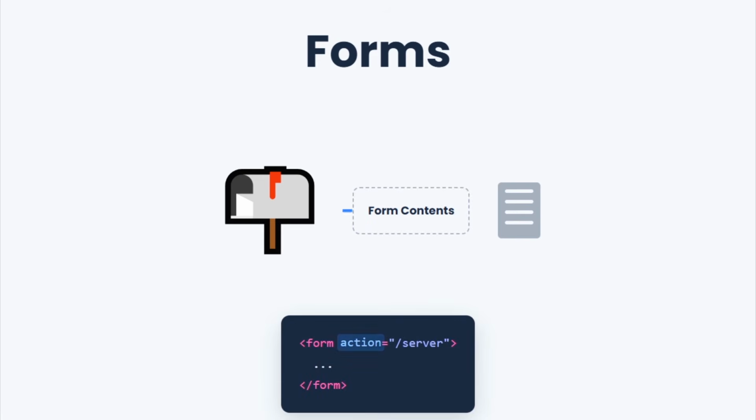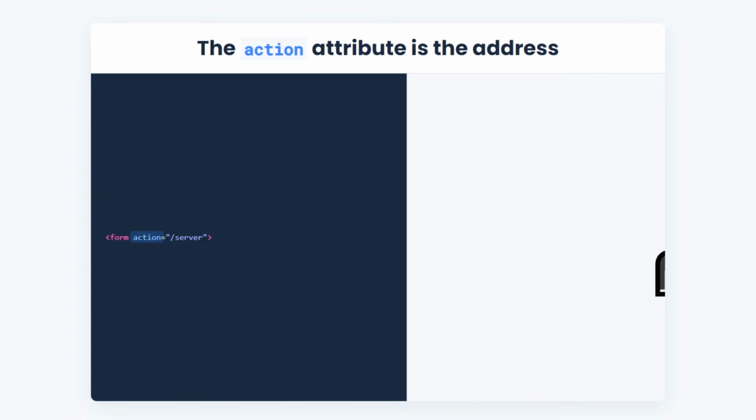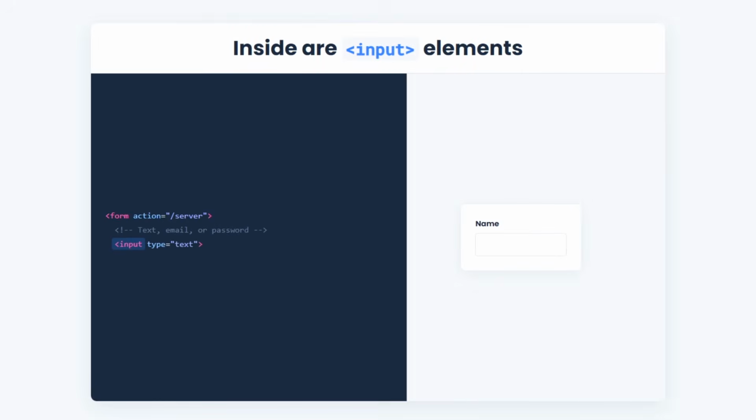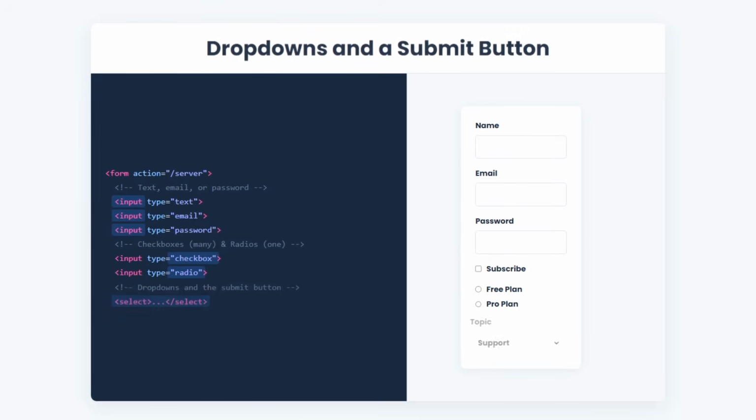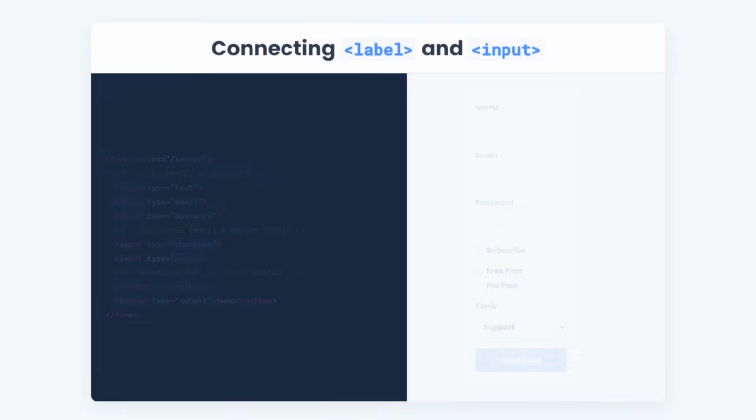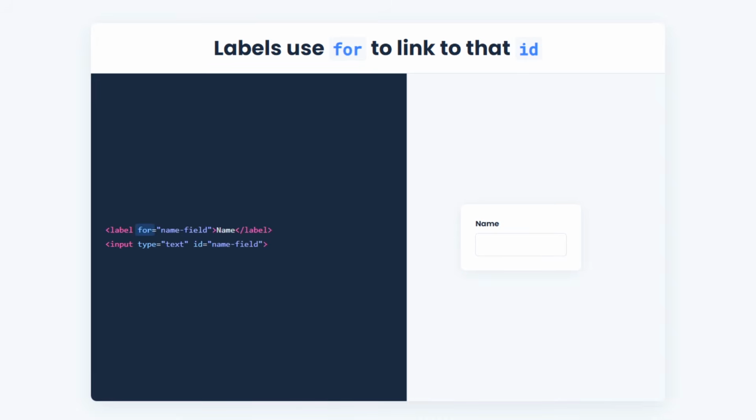Forms are like your website's mailbox. They collect information from visitors. You start with the form tag and give it an action attribute, which is the address where the data should be sent. Inside, you can have text, email, or password inputs, checkboxes and radio buttons, drop-down menus, and a submit button to send the data. Each input can have an ID, so it's uniquely identifiable. Labels use the for attribute to link to those IDs, making them easier to click.